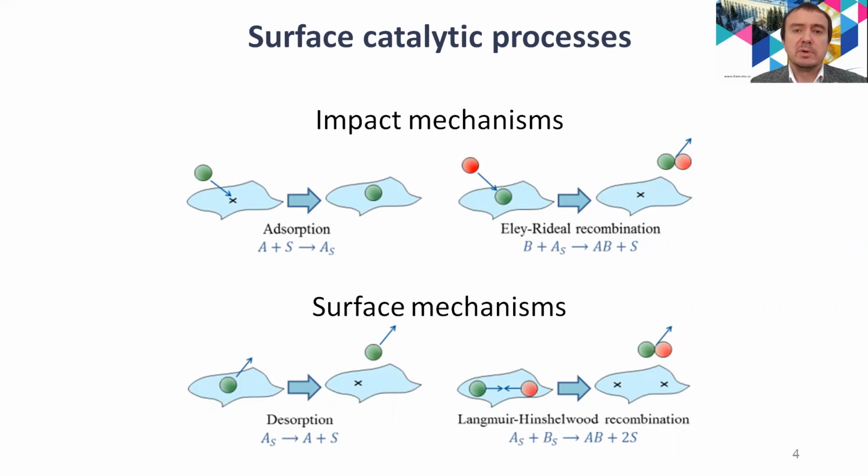Normally, the detailed chemical mechanisms of the surface reactions include such processes as adsorption, desorption, Eley-Rideal recombination, and Langmuir-Hinshelwood recombination. We divide these processes into impact mechanisms and surface mechanisms. Impact mechanisms involve gas phase particles which interact with active sites or particles adsorbed at the surface, and surface mechanisms are processes which involve only particles adsorbed on the surface.